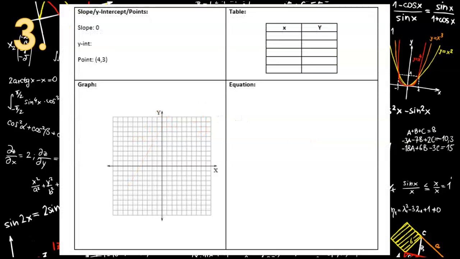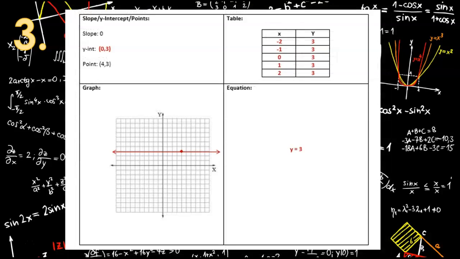Number 3, try this one out. Press pause and then press play when you are ready. All right, so if the slope is 0, I have a horizontal line. And if it told us 4, 3 was a point on the graph, then I know all of my y values are going to be 3 because it is a straight line.